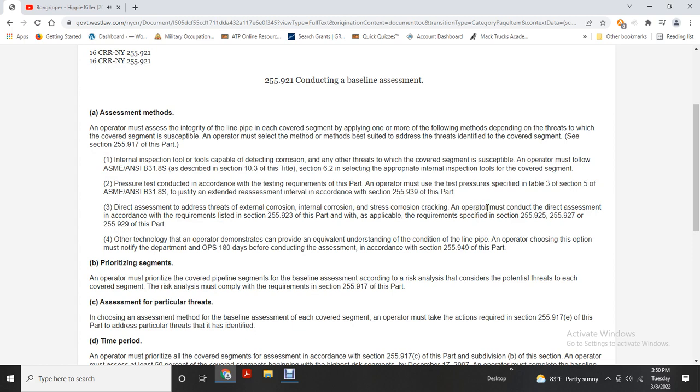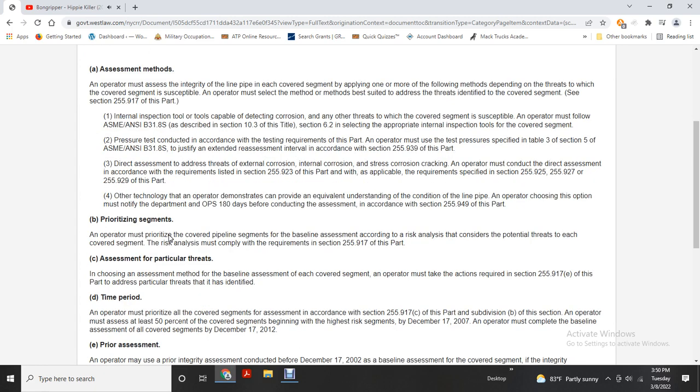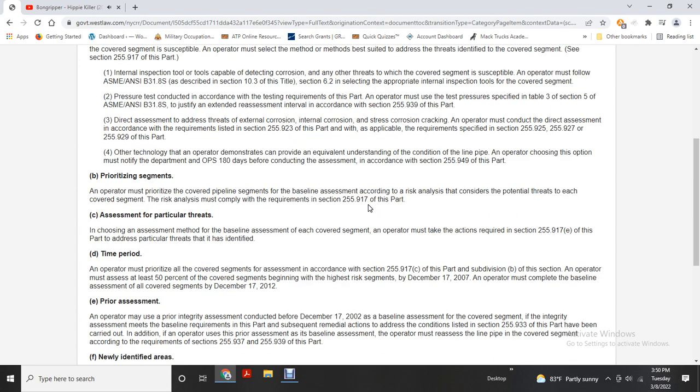The operator must conduct the risk assessment in accordance with the requirements of 192.923 and this part, applicable to sections 925, 927, and 929. Other technology that the operator demonstrates can provide an equivalent understanding of the condition of the pipeline. An operator choosing this option must notify the Department, OPS, 90 days before conducting the assessment in accordance with 192.949 of this part. Prior to this, the operator must prioritize the covered pipeline segments for the baseline assessment in accordance with the risk analysis, considering the potential threats to the covered segment.